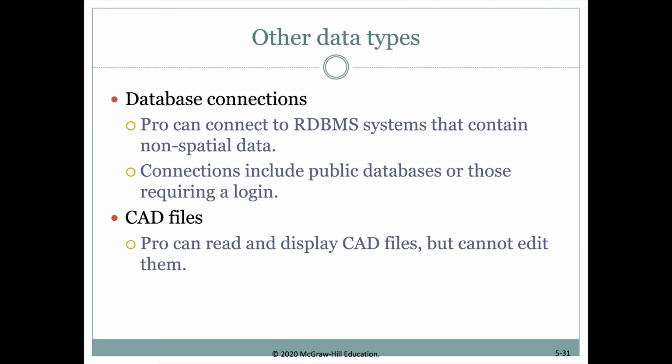Some other data types that come up a lot with GIS are database connections. So you can connect to a database system that contains non-spatial data as long as there's some sort of spatial information associated with those. And then you can bring in the XY coordinates or other data based on what you're connected to. Another thing that often comes into GIS is CAD files, or computer-assisted drafting files. ArcGIS Pro is readily able to display these CAD files, so you'll easily be able to see those in Pro, but you're not able to edit them directly in ArcGIS Pro. You would have to go back to AutoCAD or a similar program if you wanted to edit those.